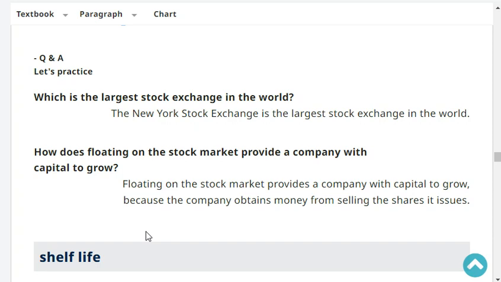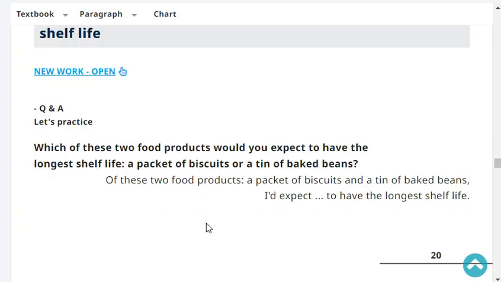How does floating on the stock market provide a company with capital to grow? Floating on the stock market provides a company with capital to grow because the company obtains money from selling the shares it issues. Very good.